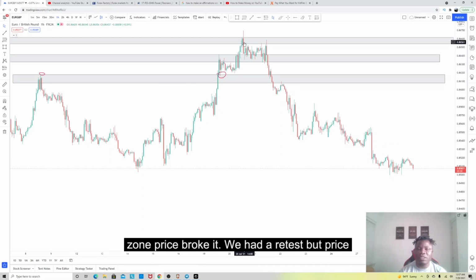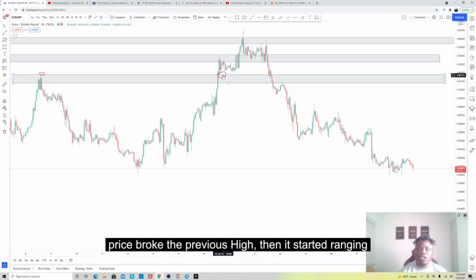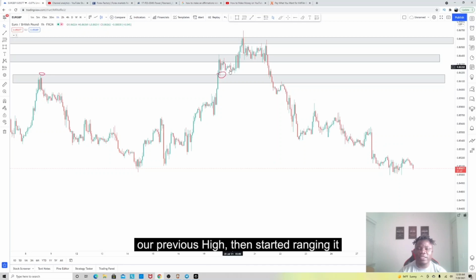Price broke it. We had a retest, but price started ranging again, because every time price broke the previous high, it started ranging. We had a previous high here, then price broke our previous high, then it started ranging. It broke our previous high again, pulled back, and then price started ranging. So we had no trade at all right here.